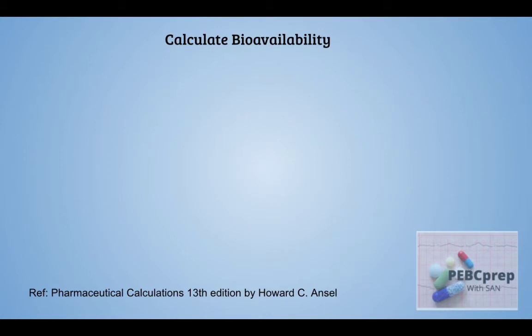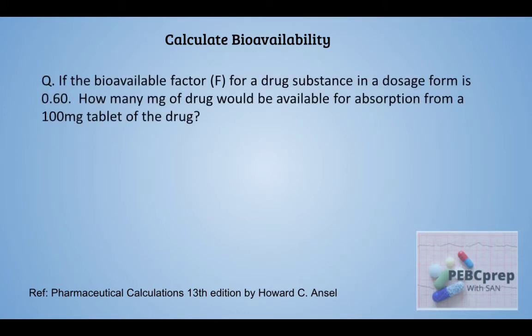Then we have an example of a bioavailability question. If the bioavailability factor for a drug substance in a dosage form is 0.60, how many milligrams of drug would be available for absorption from a 100 milligram tablet of the drug? Simple calculation: if we have 100 milligrams and the bioavailability factor is 0.60, then we multiply and we get 60 milligrams. That's the dose of drug.